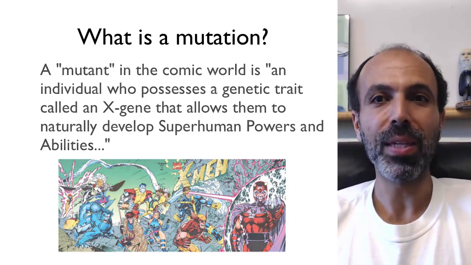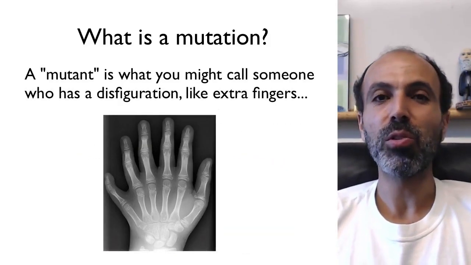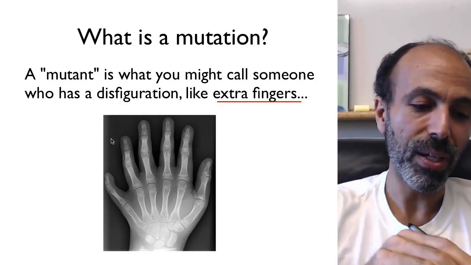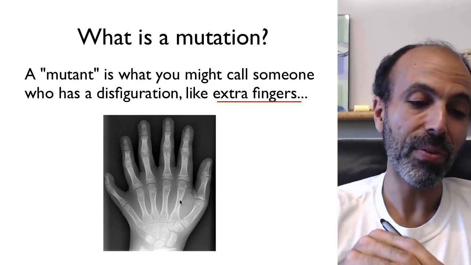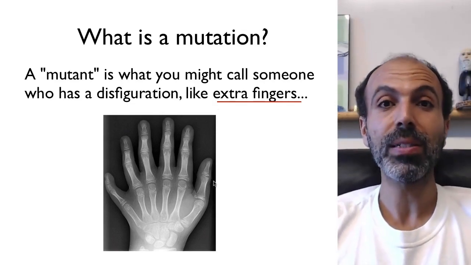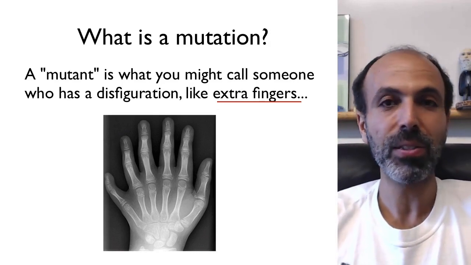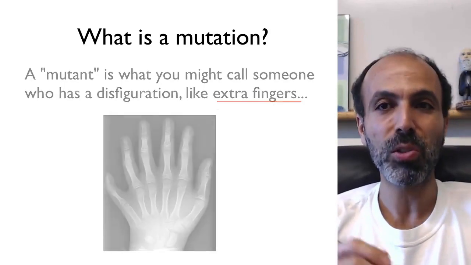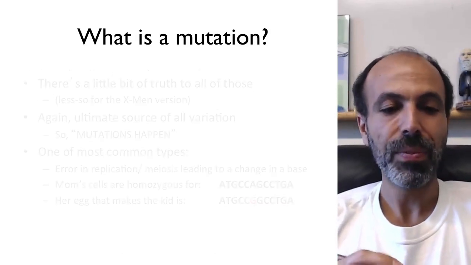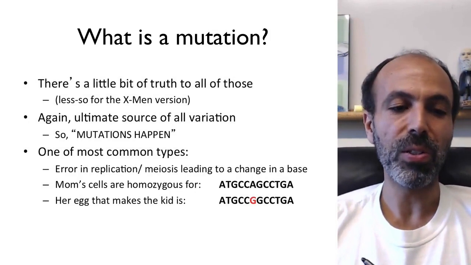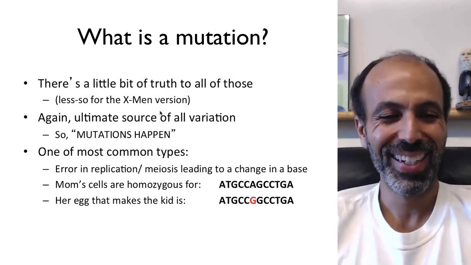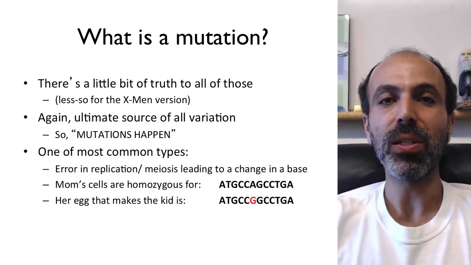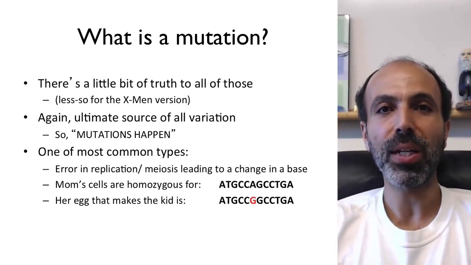You may think of a mutant as someone who has an extreme disfiguration, such as extra fingers. So this individual right here has polydactyly. If you count, they actually have 6 fingers. This is actually something that does come up. This is a mutation that does crop up periodically. It's a little harsh to refer to the person as a mutant because they have this, but it is a mutation which arises. Now, honestly, there's a little bit of truth to all those definitions, though less so for obviously the X-Men version. But again, the ultimate source of all variation is mutation. It is any sort of change in the genetic code.